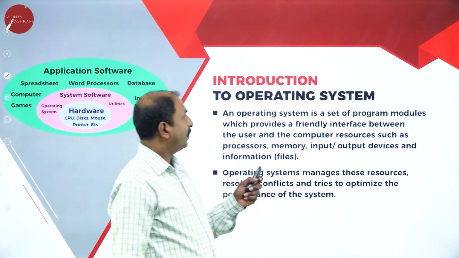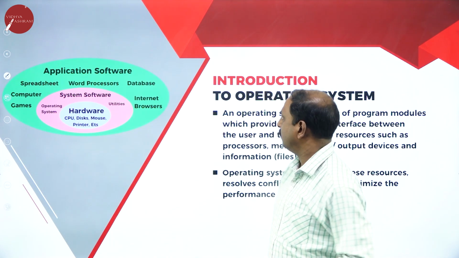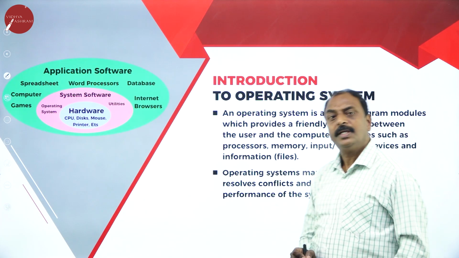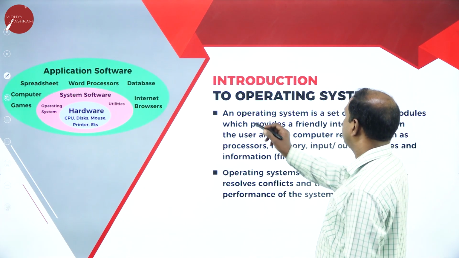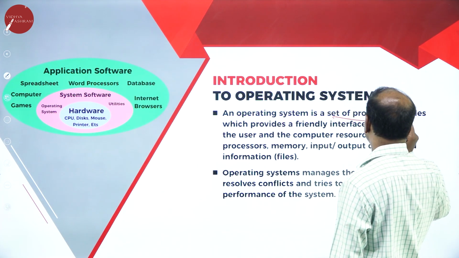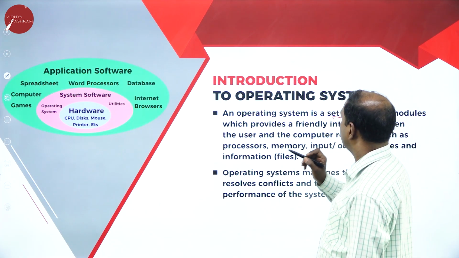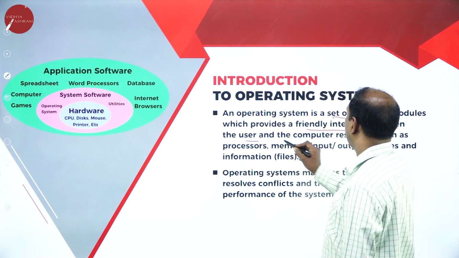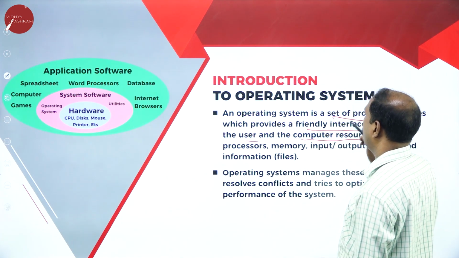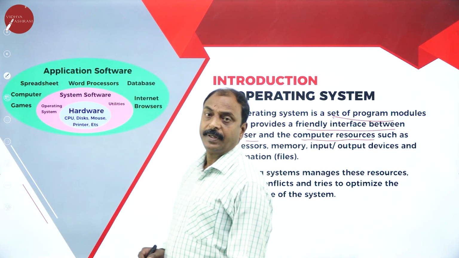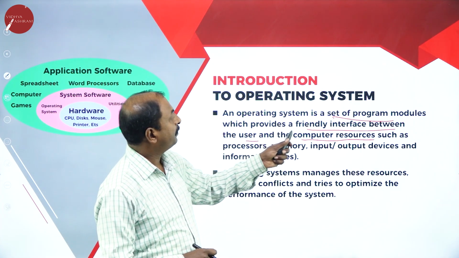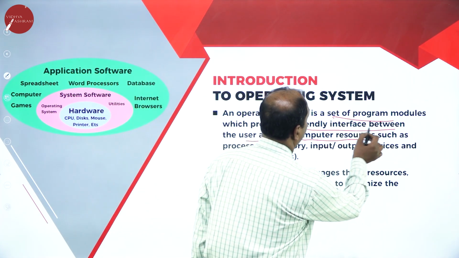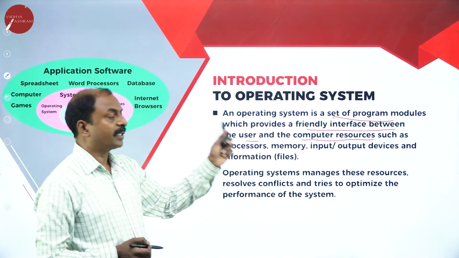Now let us see the first one, operating system. This is the introduction to operating system. So what is an operating system? An operating system is a set of programs or program modules which provides a friendly interface between the user and the computer resources. So the operating system is a system software. It is an interface between the user and the computer.